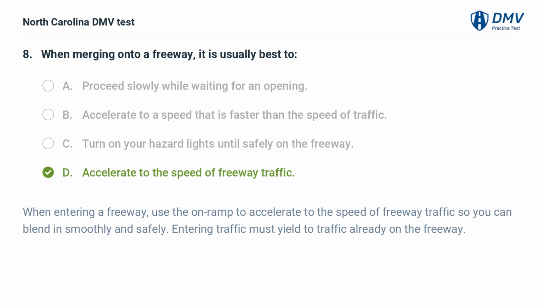When entering a freeway, use the on-ramp to accelerate to the speed of freeway traffic so you can blend in smoothly and safely. Entering traffic must yield to traffic already on the freeway.